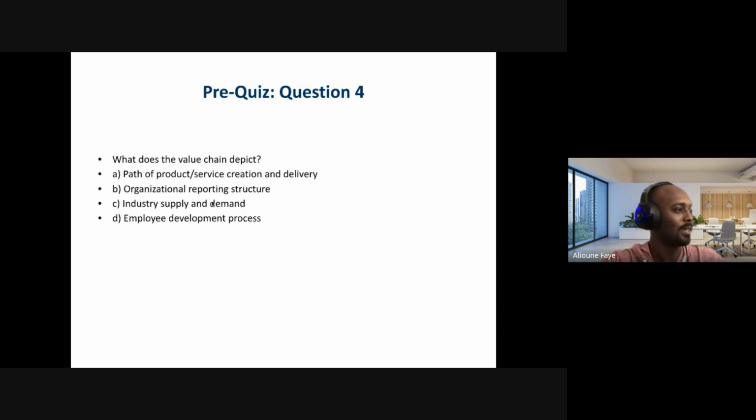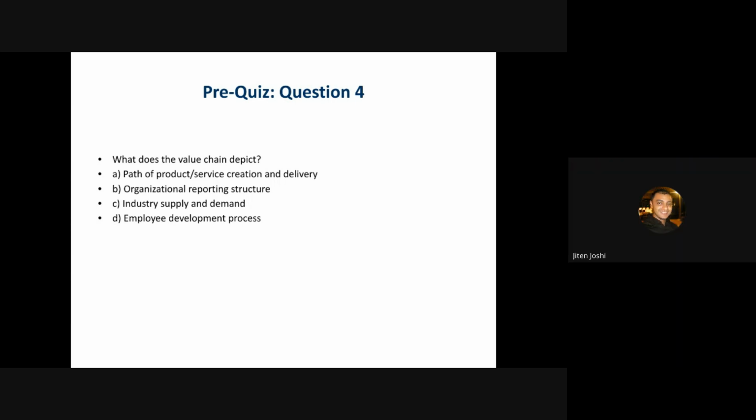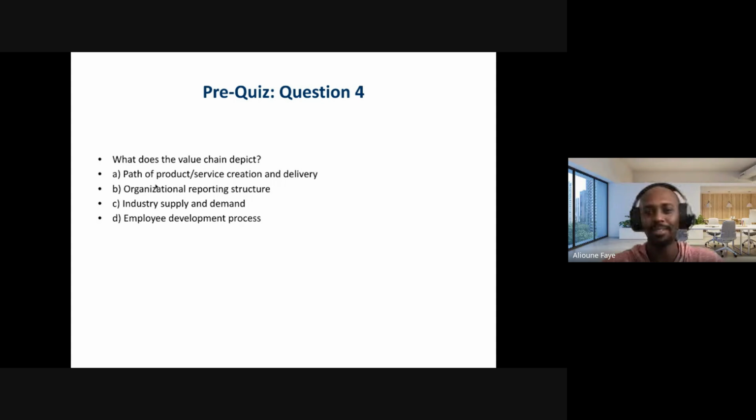So let's go to question 4. What does the value chain depict? What does it mean? If you know the answer, just say it. A path, creation and delivery, organizational reporting structure, industry supply and demand, employee development process. A. Yeah, that's correct. It's the steps from start to finish. Good job, guys.